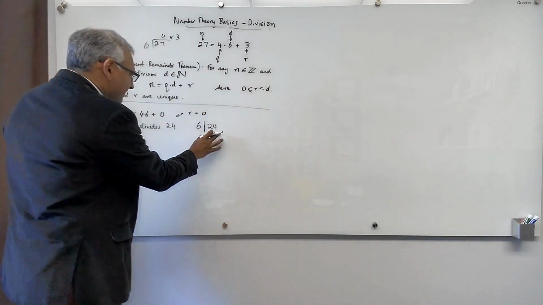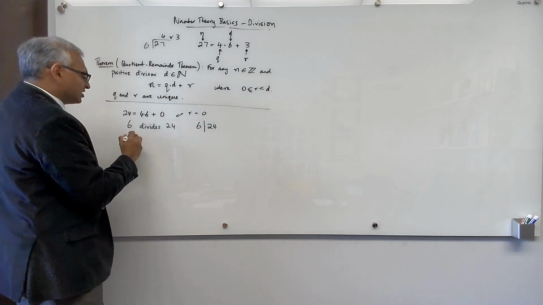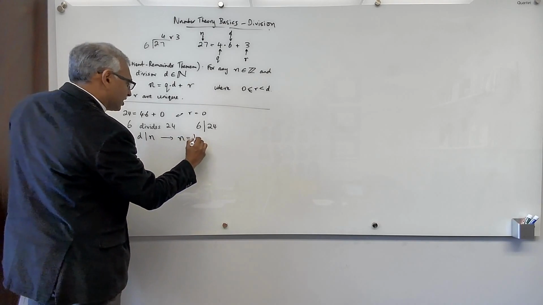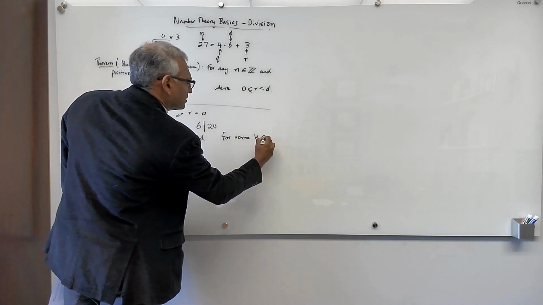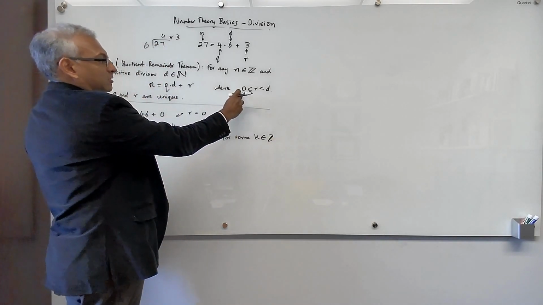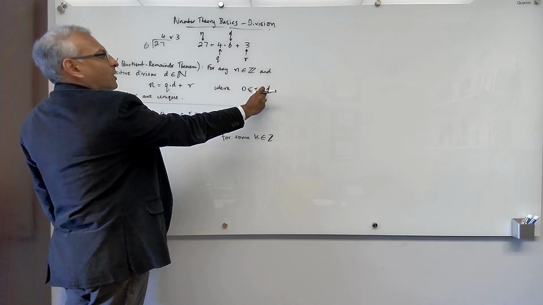Don't panic. When a divisor d divides n, that means that n is equal to kd for some k in the integers. Remember, it's very important: the remainder can be 0, or it can be 1, 2, 3, all the way up to 1 less than d.